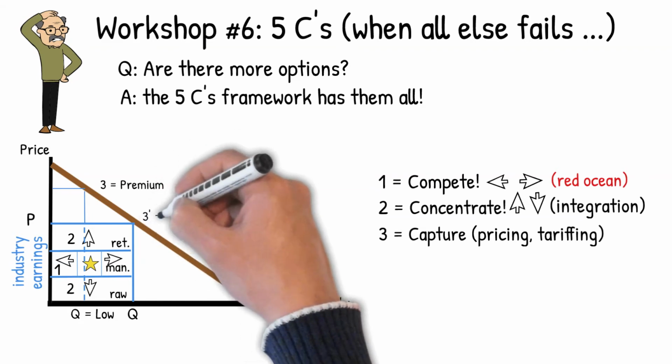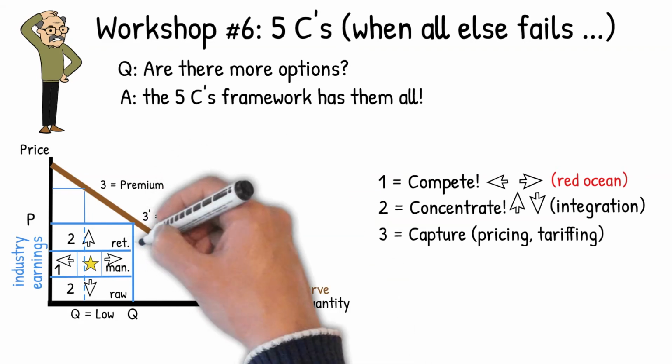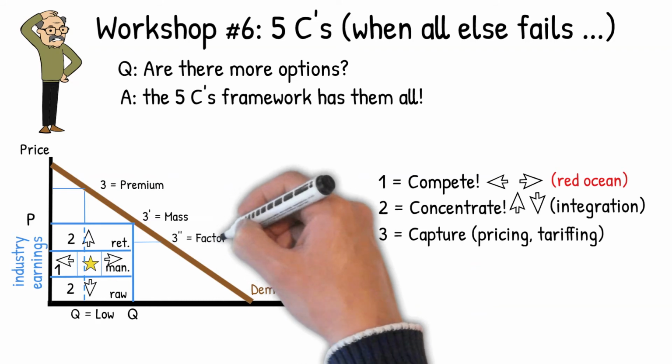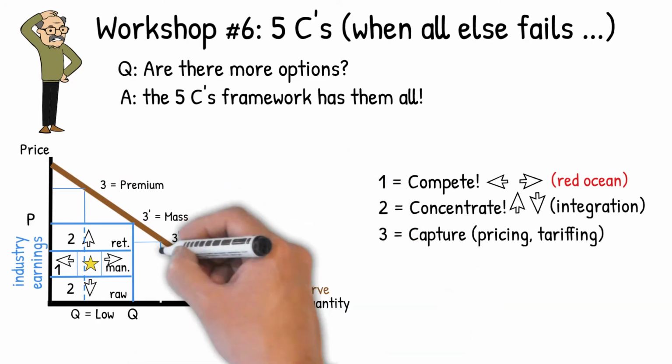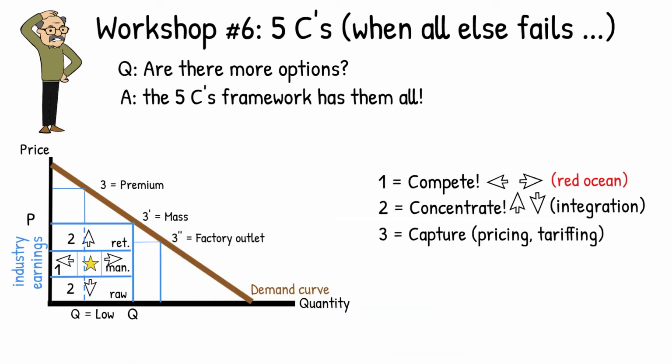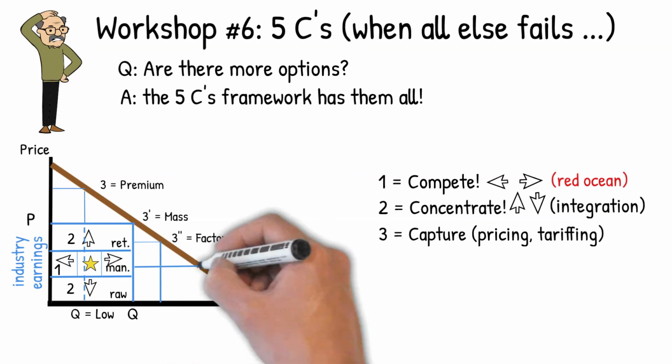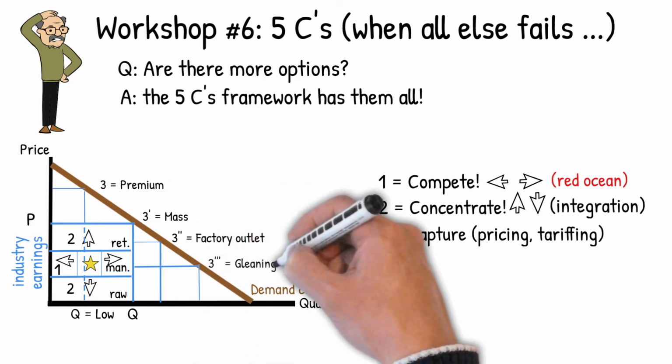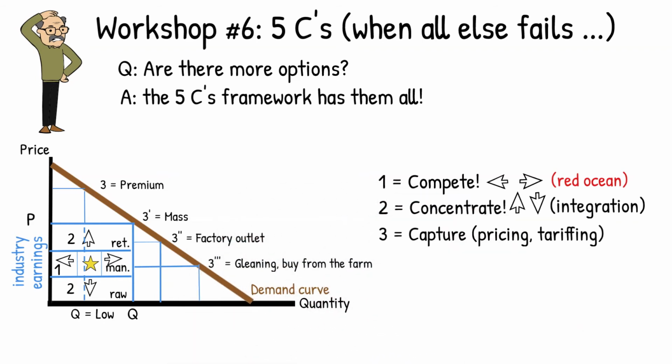Next, that's a mass market product. Then, that's a factory outlet. It's where the manufacturer disintermediates the retailer by offering a lower price, distributing directly to the consumers. And finally, I can go lower still. This is called gleaning, where you buy directly from the farm. The raw materials people allow you to come to their farm, pick fruit directly off of the farm, thus disintermediating the manufacturers and the retailers.